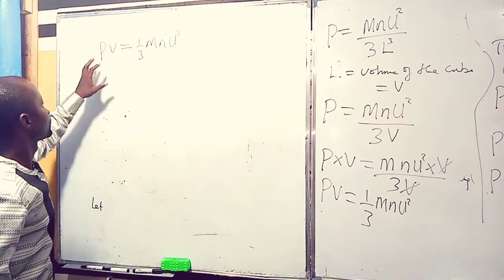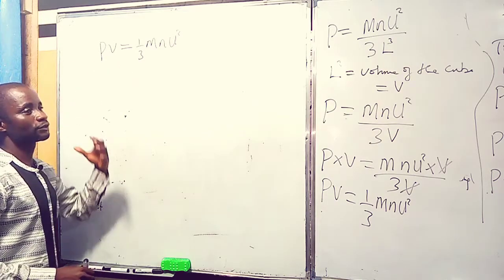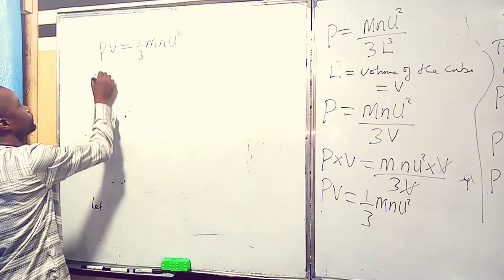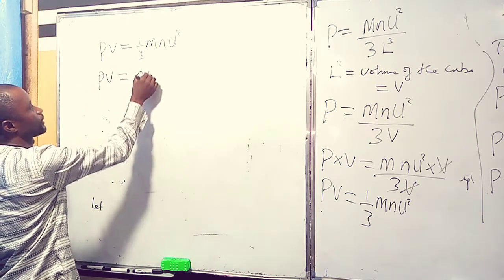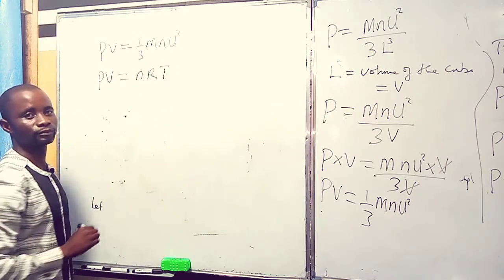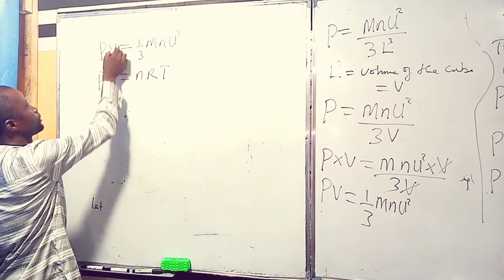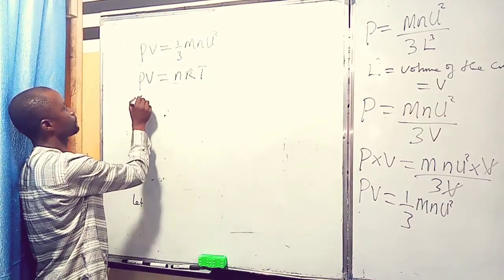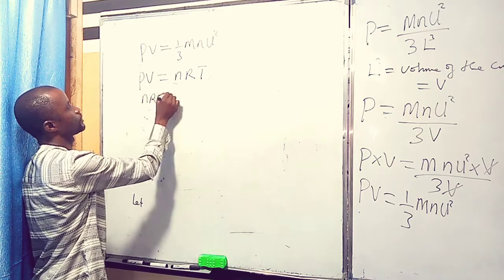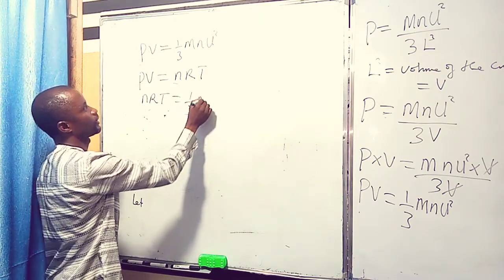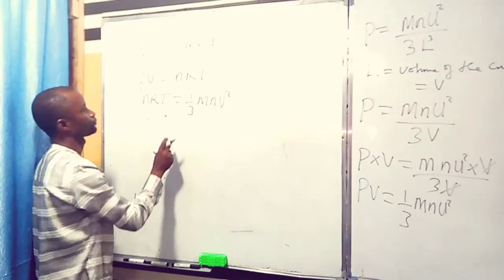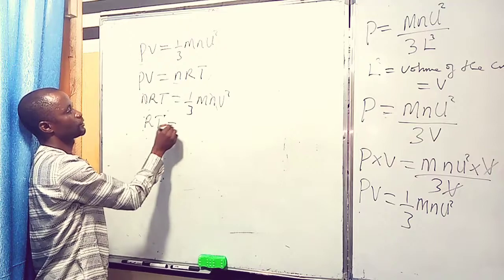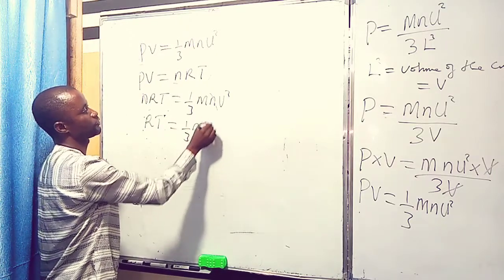Okay. Now from this angle, let's relate it to the other gas equation. Recall that PV is equal to nRT. Now remove this PV and substitute with this value. What are you going to have? And then we have nRT is equal to 1 over 3 m n u square. Now n goes with n. That is RT will be equal to 1 over 3 m u square.